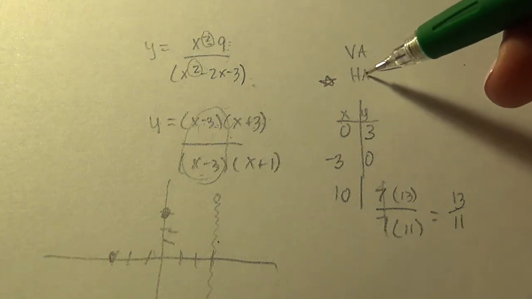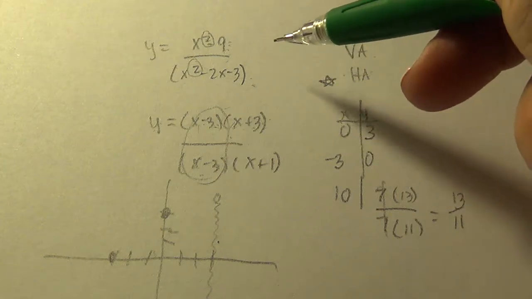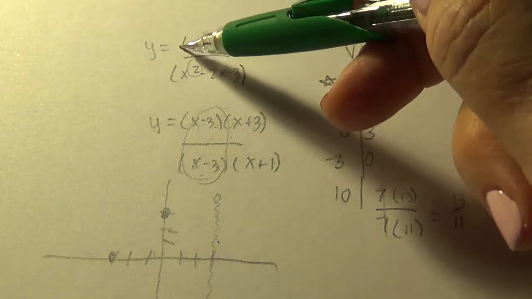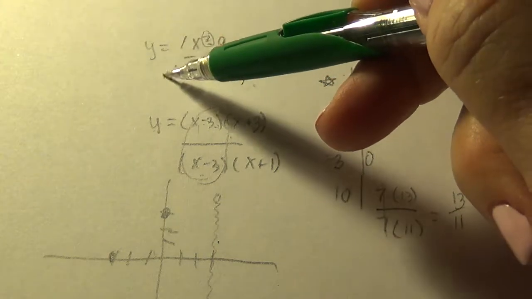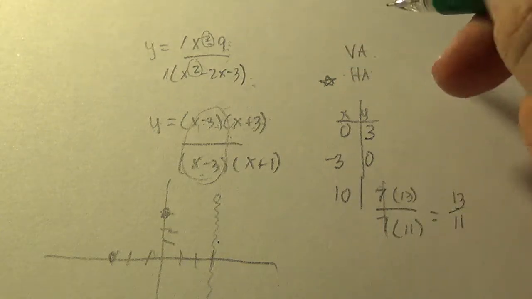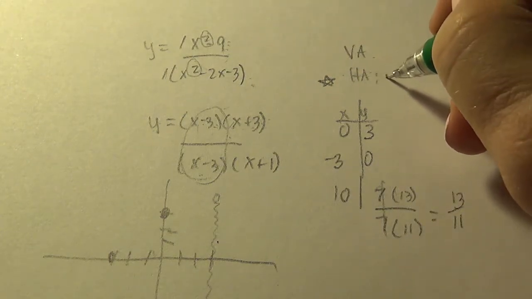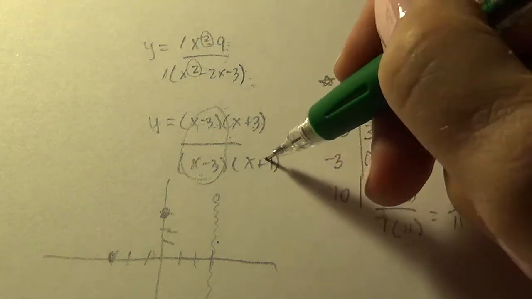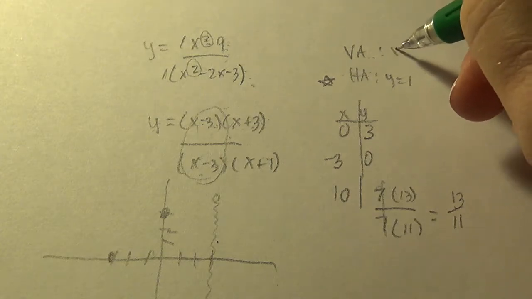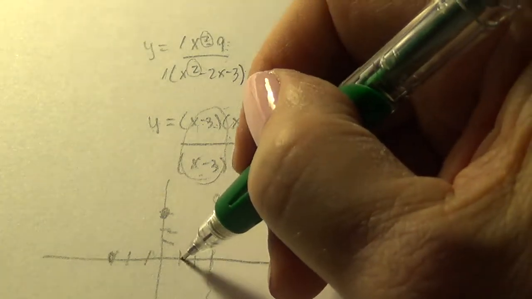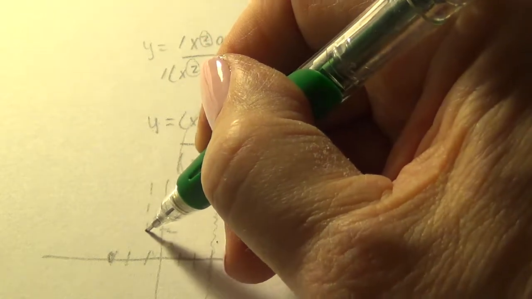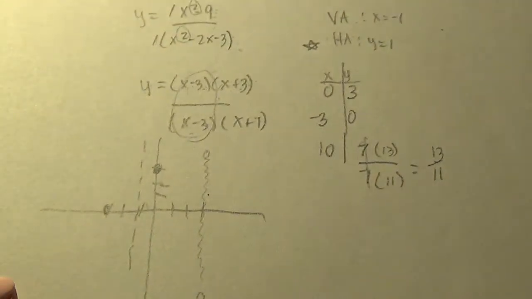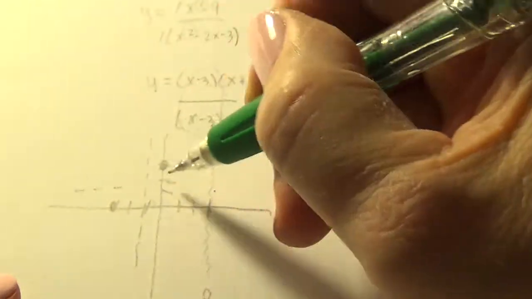Oh, I forgot my ha. That's the important part. So my horizontal asymptote is going to be the lead coefficient in the numerator divided by the lead coefficient in the denominator. So we have y equals 1, and the vertical asymptote is what causes this to zero out, x equals -1. So I recommend you do that first, not last. So we have x equals -1 is the ba, and the ha is y equals 1.